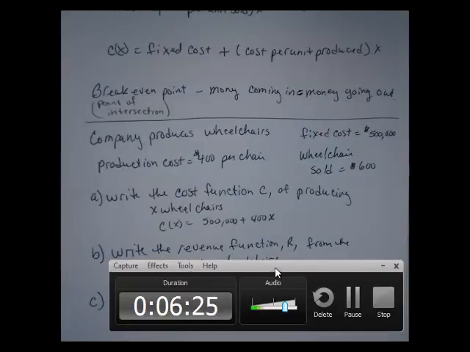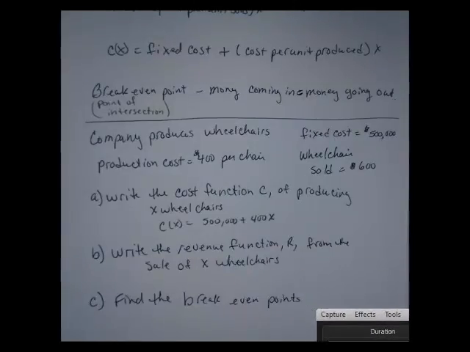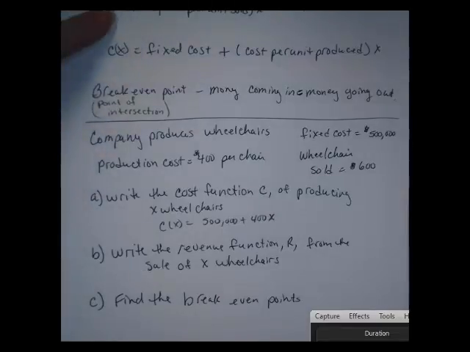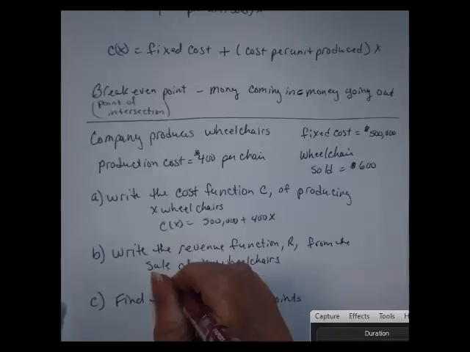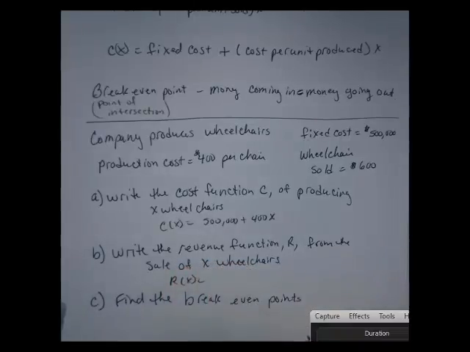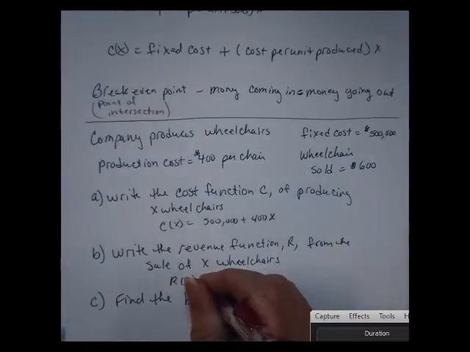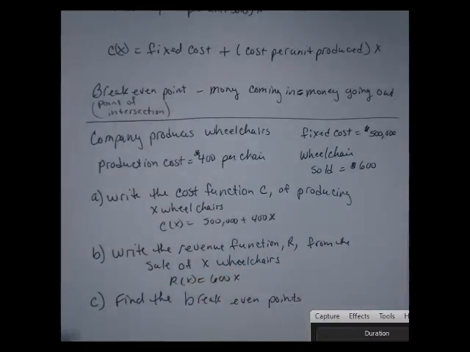Okay, so the next thing is we are going to write the revenue function R from the sale of the X wheelchairs. So if we're looking at doing R, we have the price, so R of X equals the price per unit sold, which is $600, times X. So here we have 600X.